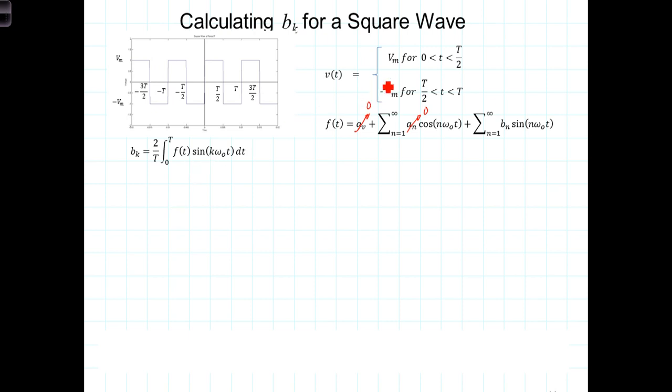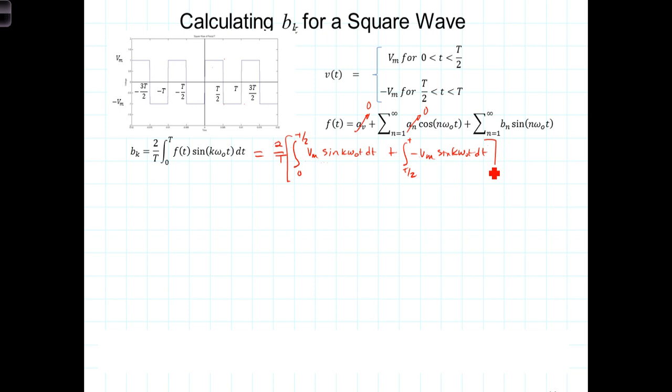Inserting in for f of t, our piecewise continuous function, b sub k is equal to 2 over T times the integral. Now we're going to be breaking the integral up over two parts, from 0 to T over 2 and from T over 2 to T. So we'll have from 0 to T over 2, the value in this interval is just V sub m times the sine of k omega naught t dt, plus the integral from T over 2 to T of negative V sub m sine of k omega naught t dt, and close that parentheses.